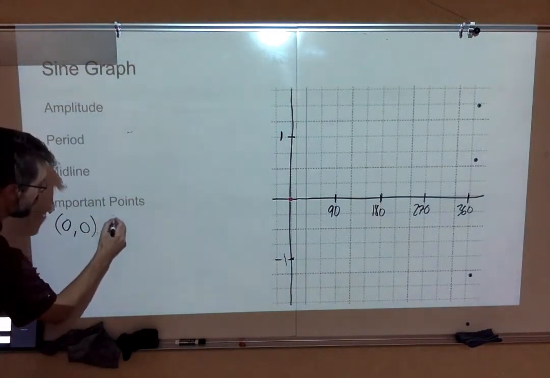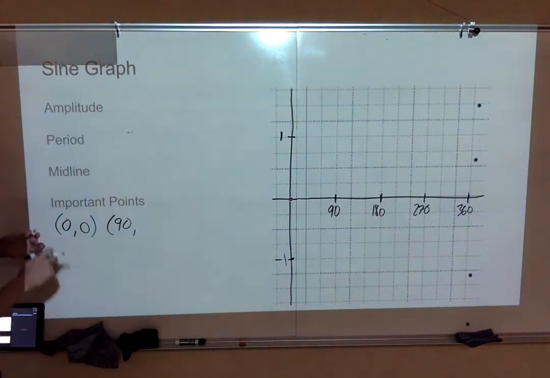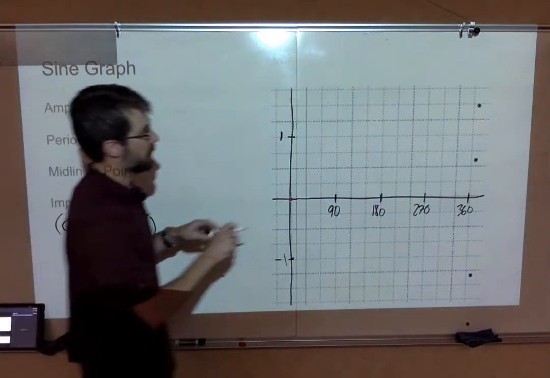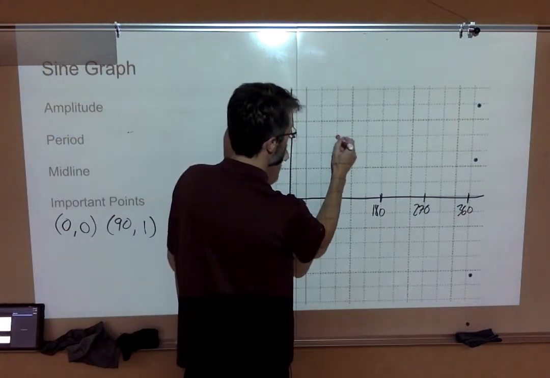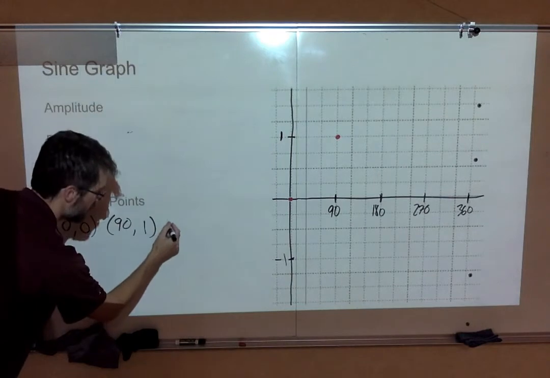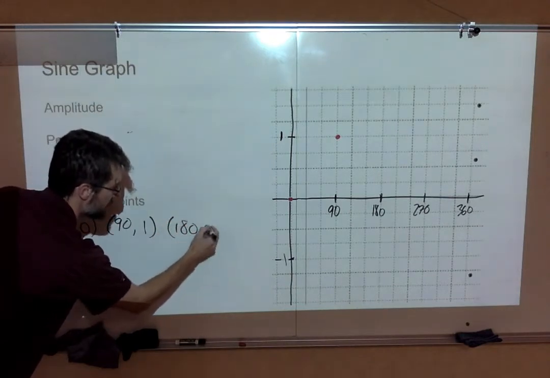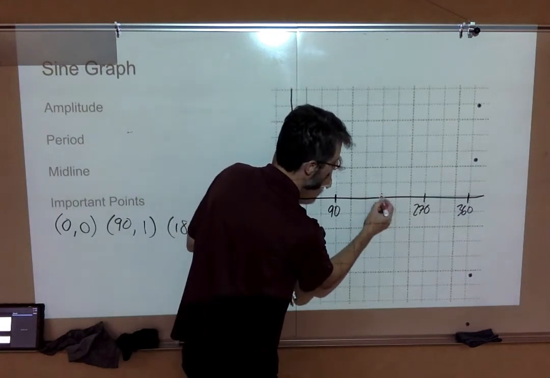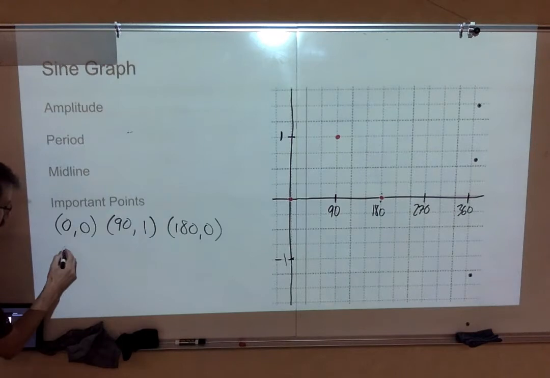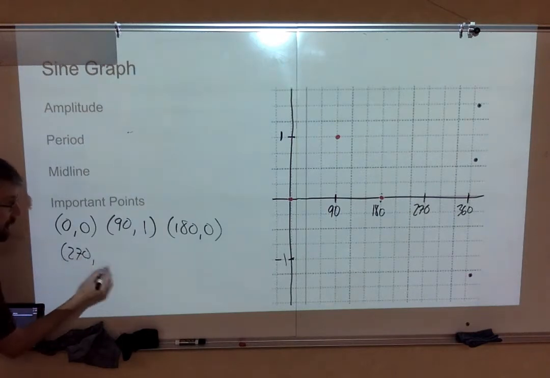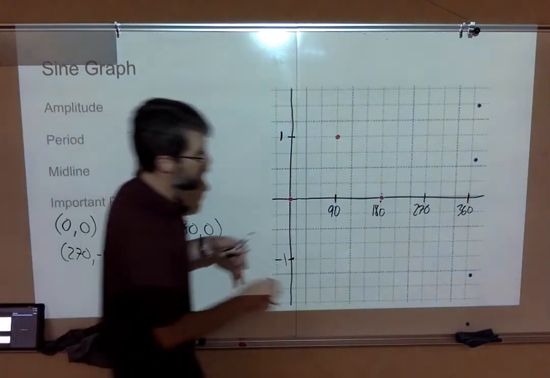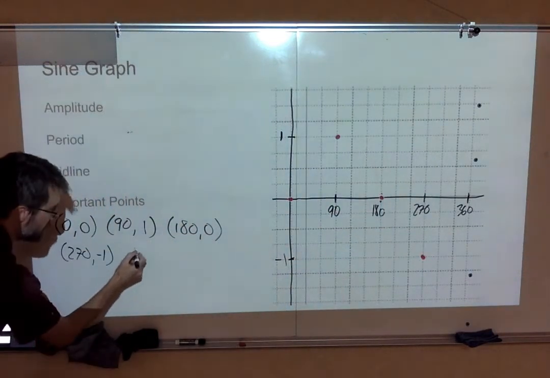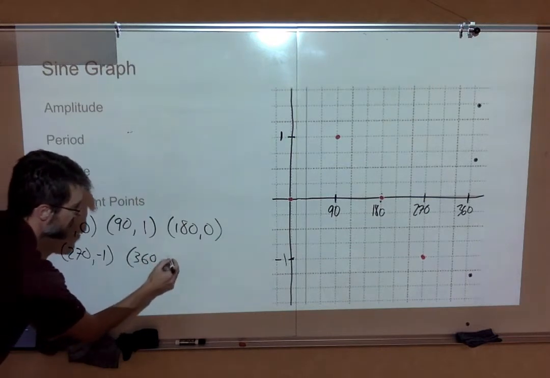All right, the next one is at 90 degrees, and at 90 degrees there was a height of 1, right? That's the top of the unit circle. So let's throw a point right there. The next one was at 180 degrees. The y value is back down to 0. So let's throw a point right there. At 270 degrees, this was at the bottom of the unit circle. The height was -1. And then it comes back up to 0 when it finishes at 360.